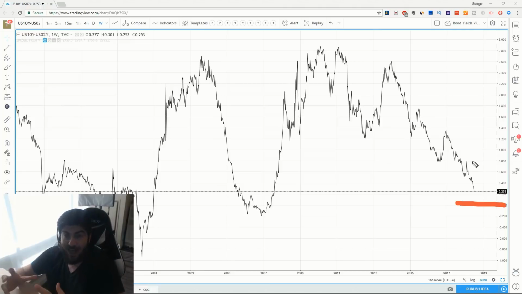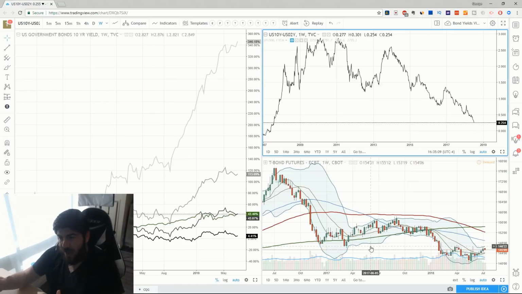Right now we have a flattening yield curve and we have a negative trend in the 10 and 2-year spread. However, the real key point and the trigger becomes that 0.00 marker, and it's been very accurate in the past. So there you have it. That's a nice little overview of how to use the 10 and 2-year spread on bond yields, and I've showed you how to create your very own comparison chart on TradingView.